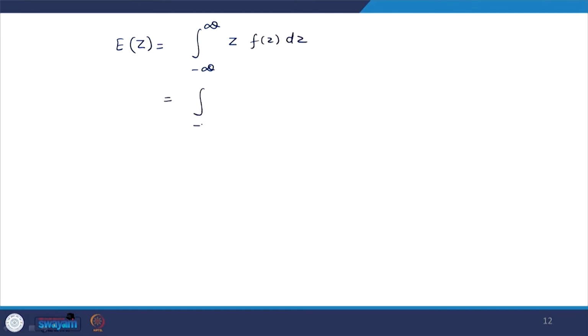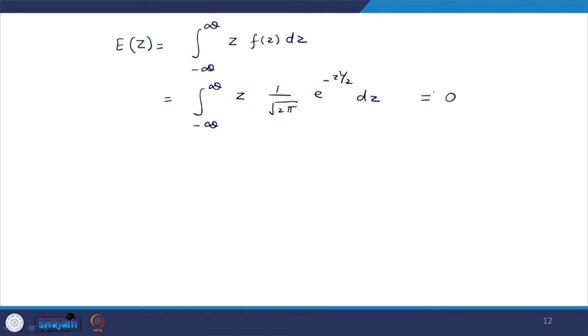This will be the integral from minus infinity to plus infinity of z times 1 upon under root 2 pi, e raised to power minus z square upon 2, dz. It is an odd function, and for an odd function it is obviously 0. So that is clearly a one-step answer you can obtain, that it is 0.